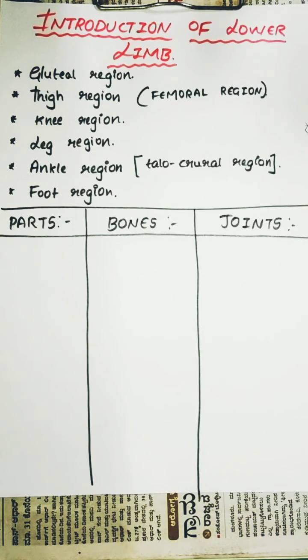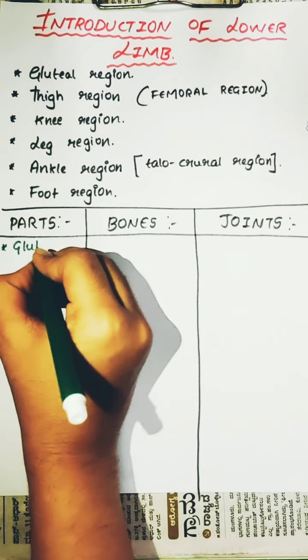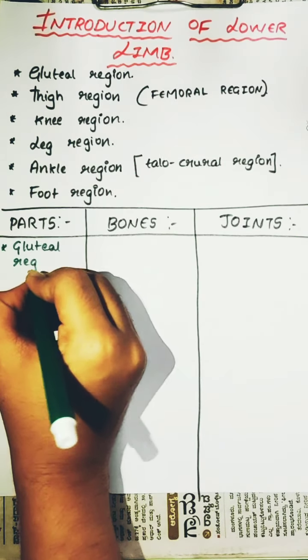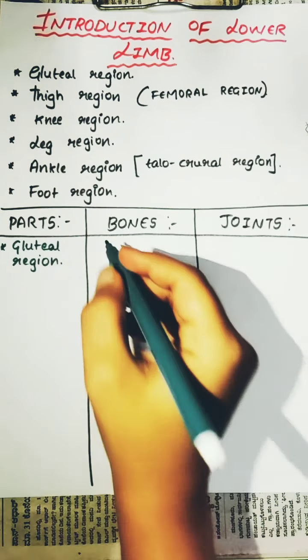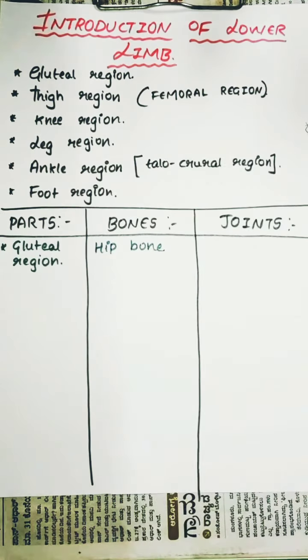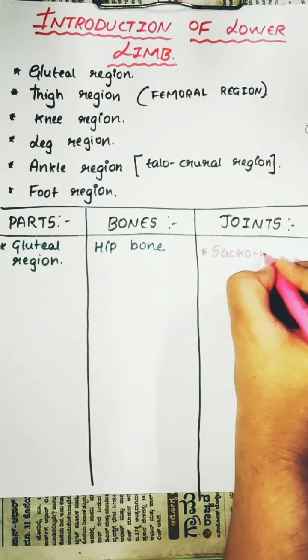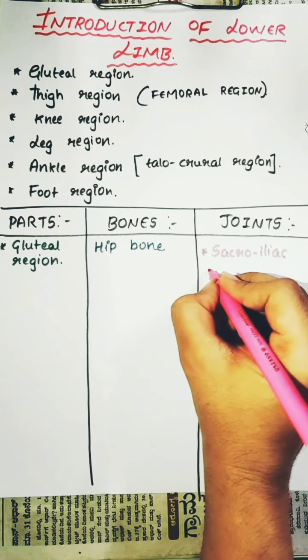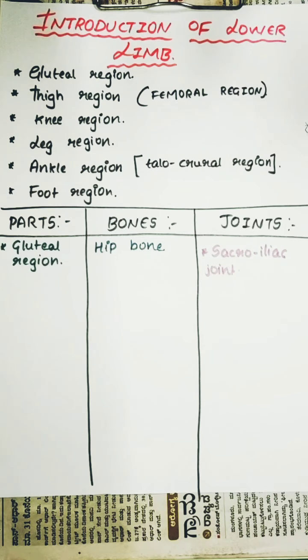If we speak about the parts, the first one is the gluteal region. The bone present in the gluteal region is the hip bone, and the joint present is the sacroiliac joint, between the sacrum and the ilium.